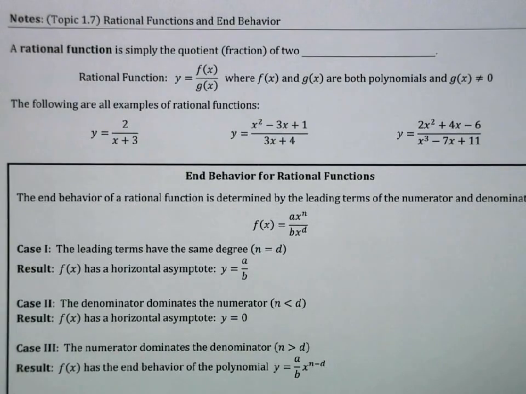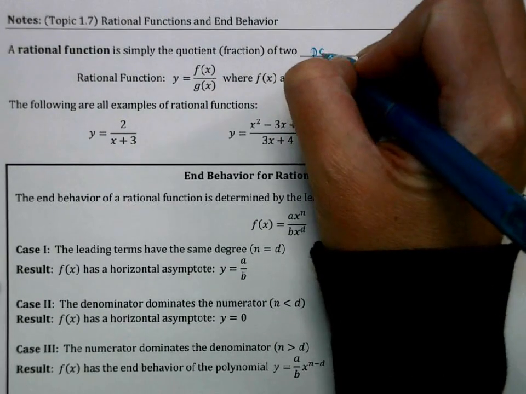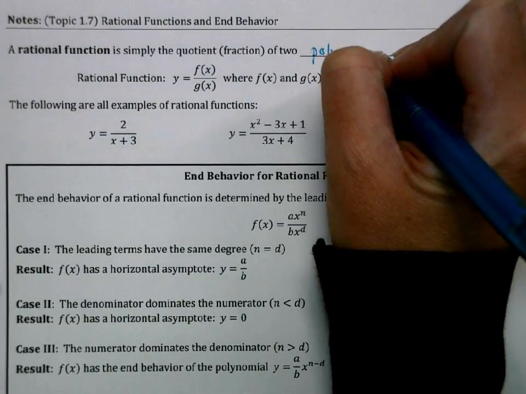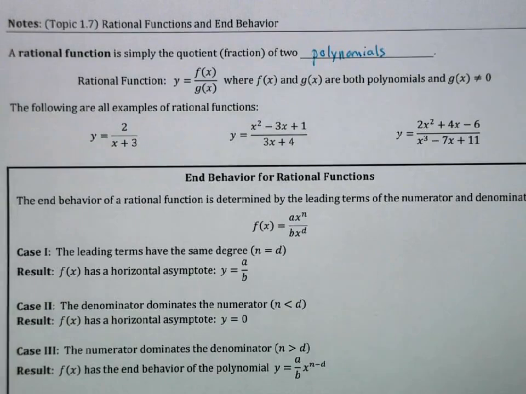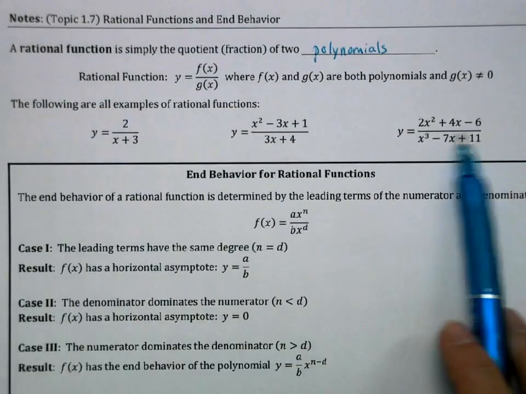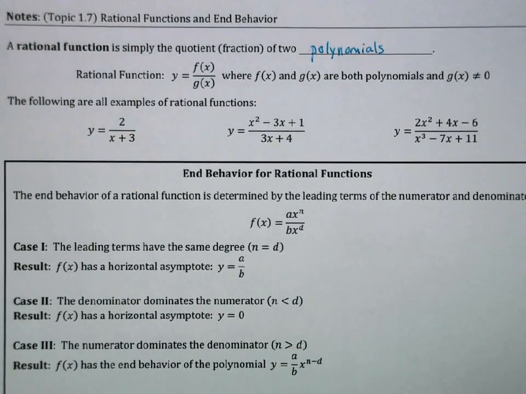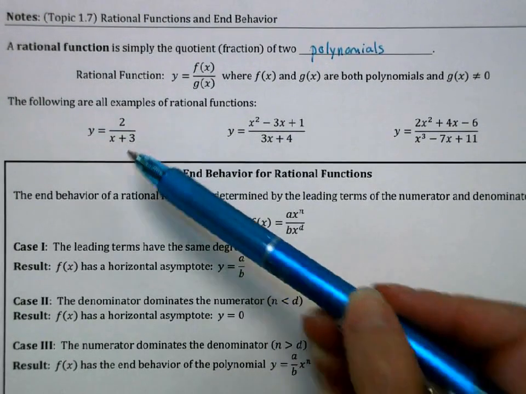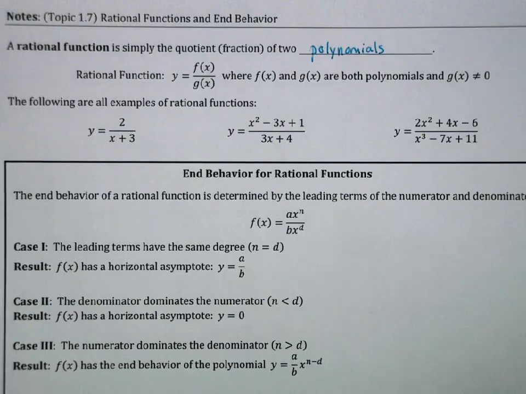Today we're going to go over topic 1.7, where we're going to be talking about rational functions and their end behavior. So a rational function is just simply the quotient of two polynomials. Okay. So here's some nice examples of what a rational function looks like. It's just a polynomial over a polynomial. We don't have any square roots. We don't have any fraction exponents or anything like that. It's simply just a polynomial over a polynomial.